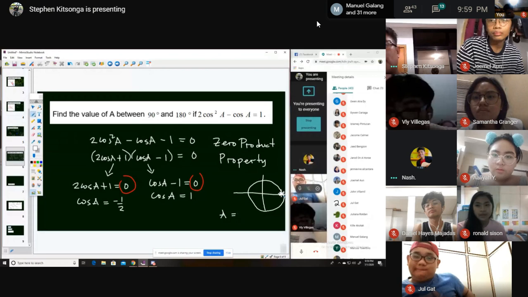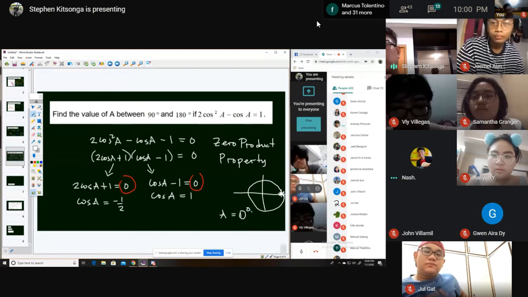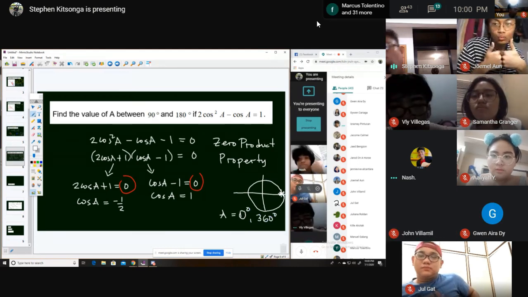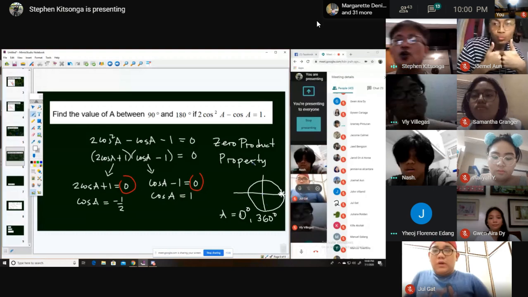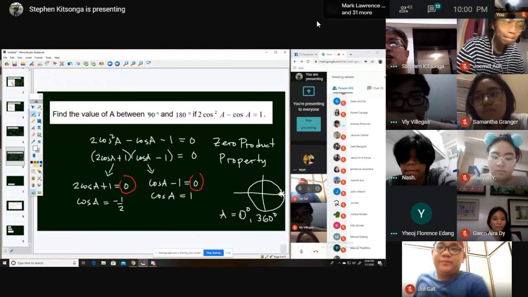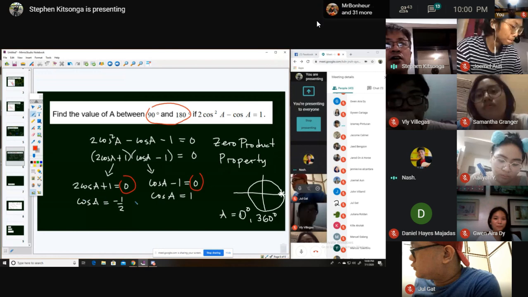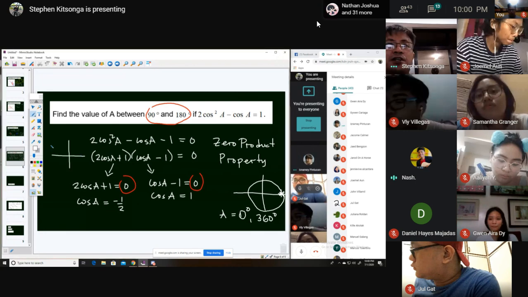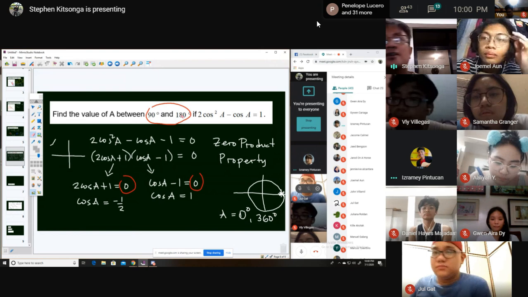A. So, nag-1 yung cosine sa 0 degrees and what? 360. Tamang sagot. Although 0 and 360 will satisfy this equation, hindi dapat siya isagot. Mainly because nilimit yung angle natin sa condition na between 90 and 180. So, dito tayo punta sa isa. Saan nagne-negative ang cosine? Nagne-negative ang cosine dito tsaka dito. So, wag na natin isama yung third quadrant. Kasi second quadrant nga. Tama ba?